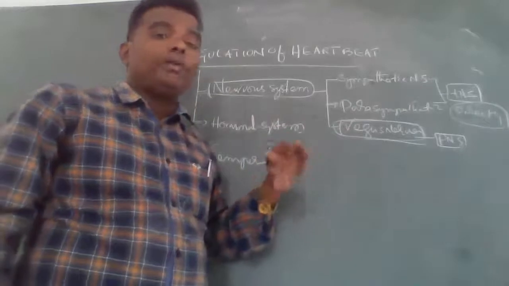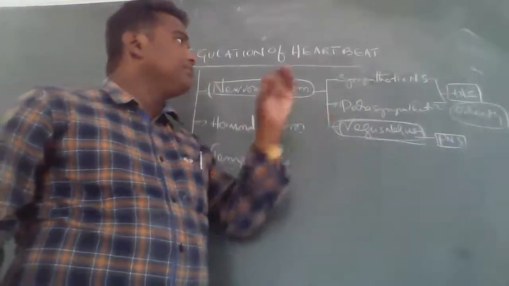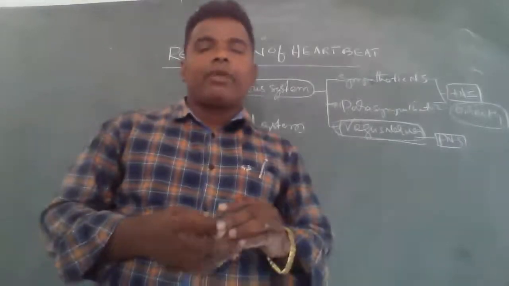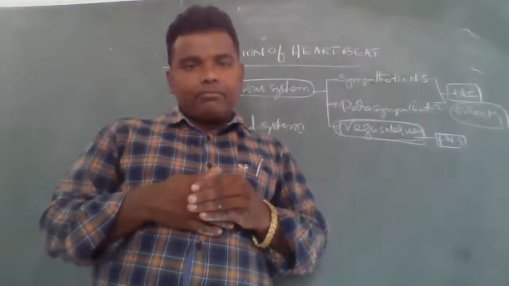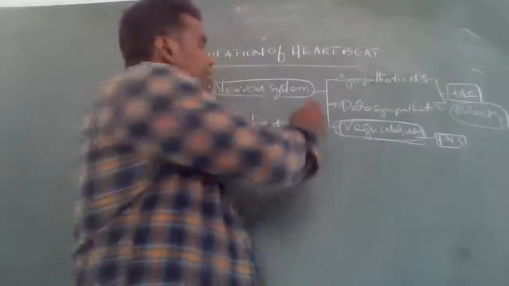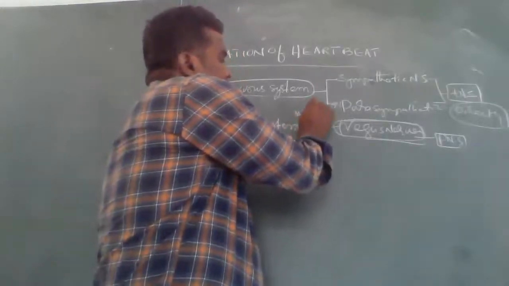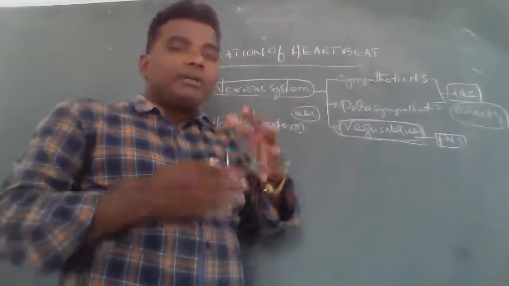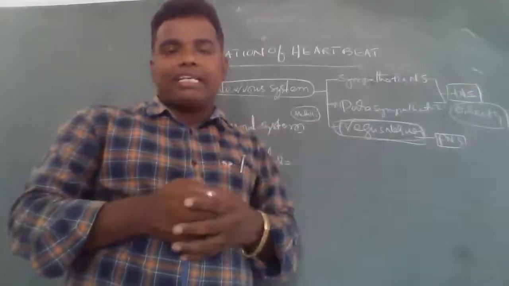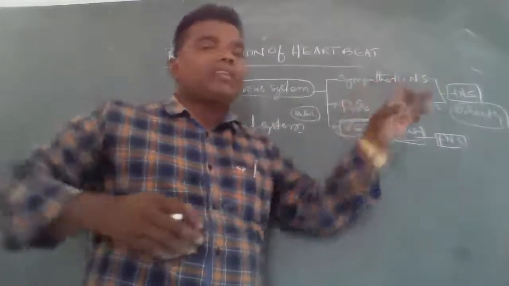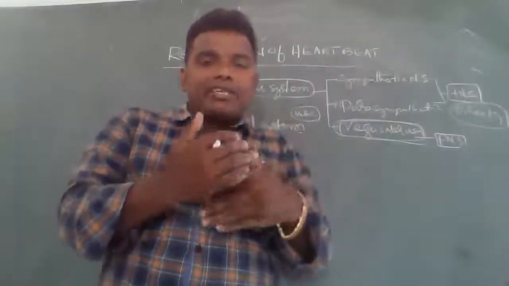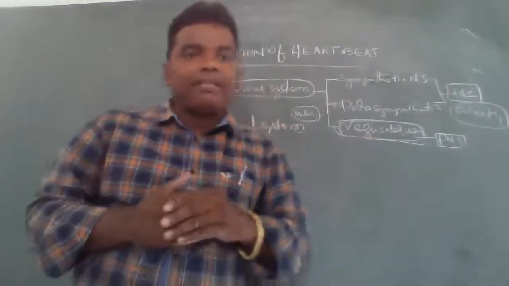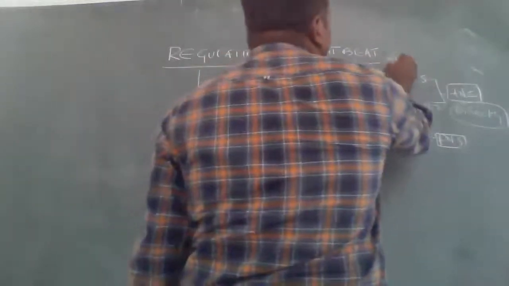Now, how is the sympathetic nervous system controlled? From the medulla oblongata, remember this. The medulla oblongata is the main central key. The sympathetic neurons release a chemical substance, that is called sympathin.